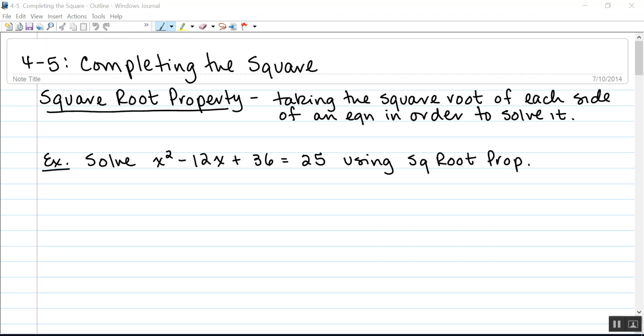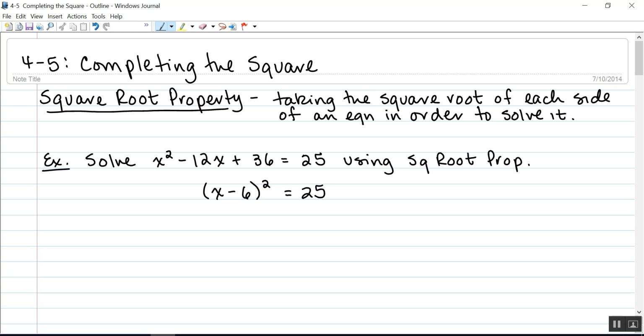So here we have the equation x squared minus 12x plus 36 equals 25, and we need to solve that using the square root property. So basically I want, if possible, to make each side of the equation a perfect square. And indeed, x squared minus 12x plus 36 is a perfect square trinomial that will factor into x minus 6 squared, and that equals 25.